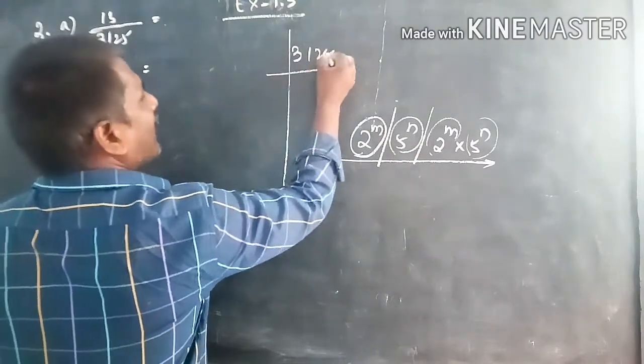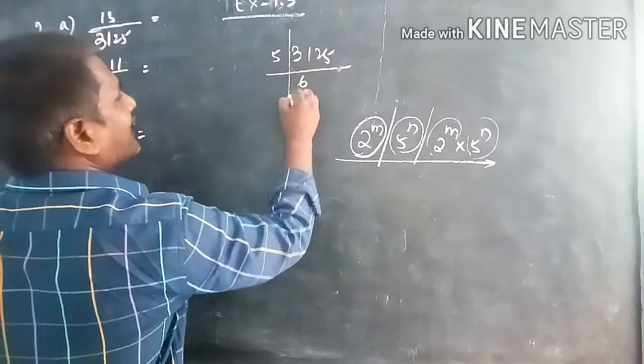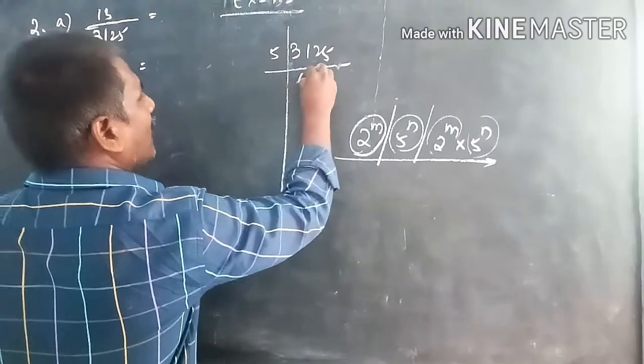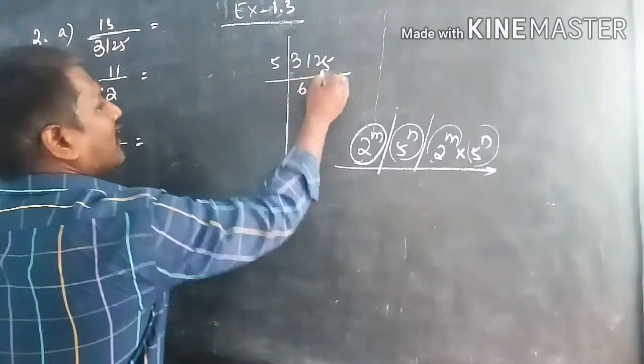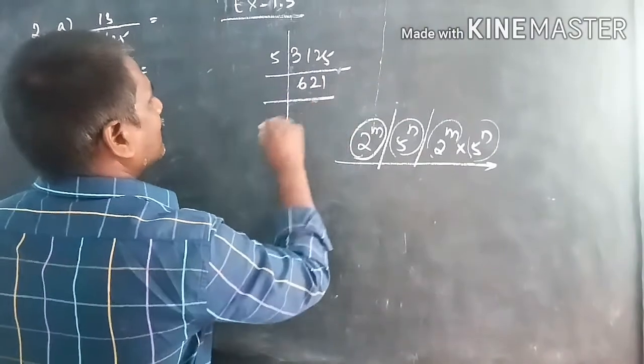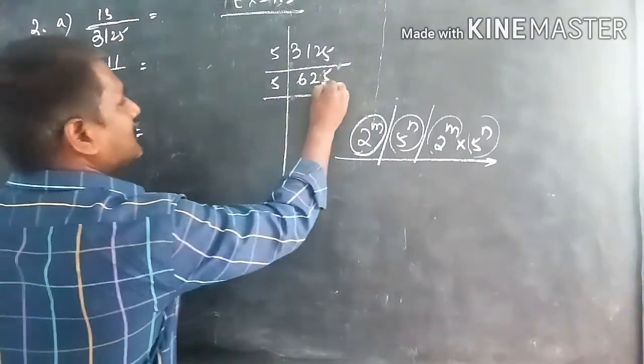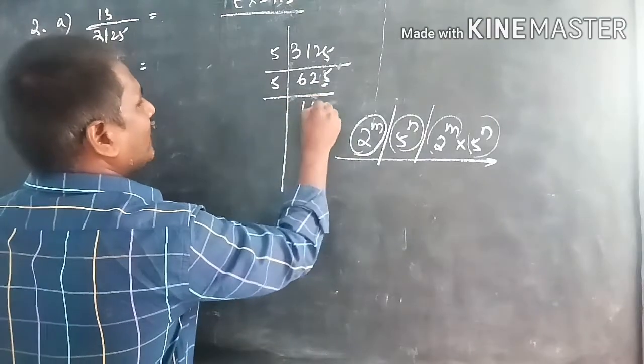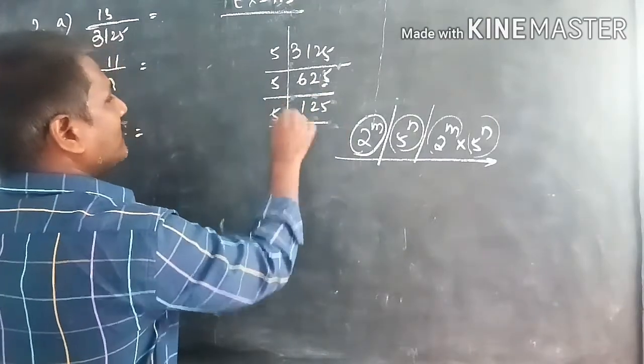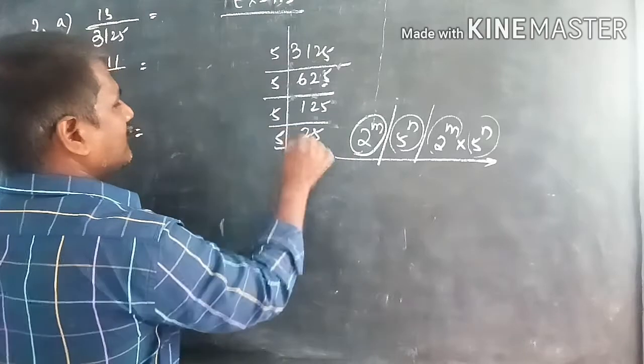Now the last digit is 5. You can take that 5 table. 5 6s are 30. Now this is 12. 5 2s are 10. Now 5 1s are 5. 5 5s are 25. Now you can take again the last digit is 5, the 5 table. 5 1s are 5, 5 5s are 25. Now 5 5s are 25. Now 5 5.